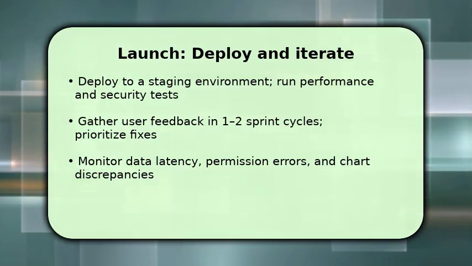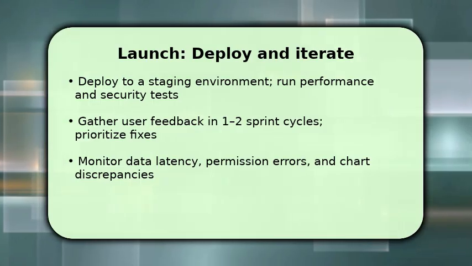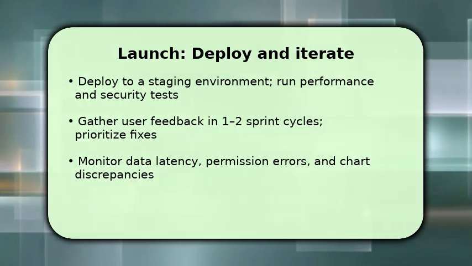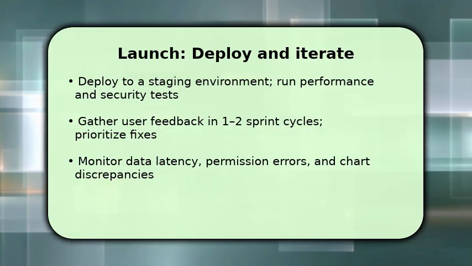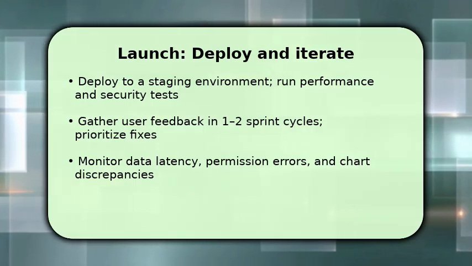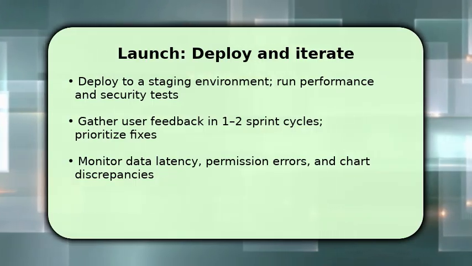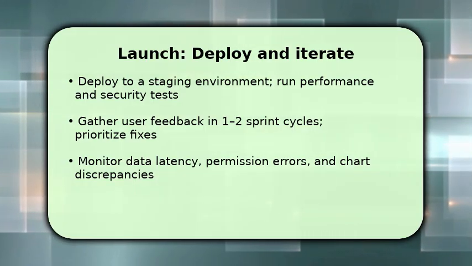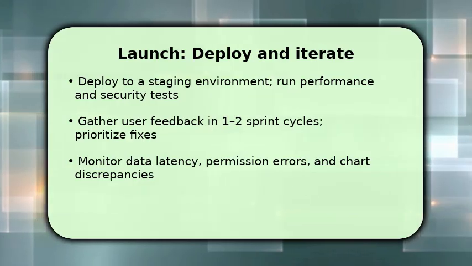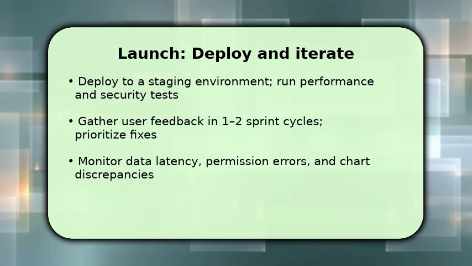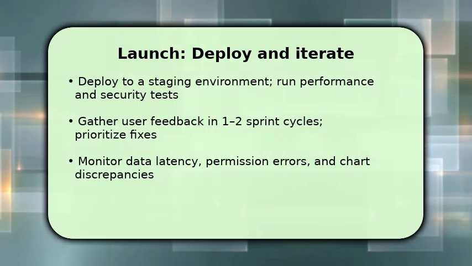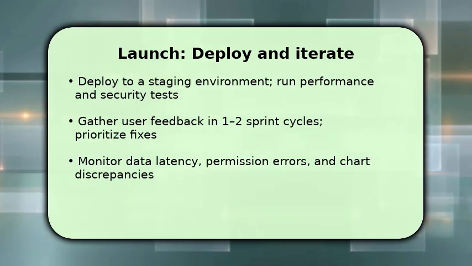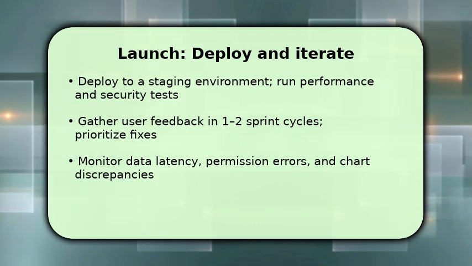Once live, collect targeted feedback through 1 or 2 sprint cycles and iterate. Prioritize fixes that affect decisions. Make sure to set monitoring for data latency, permission errors, and visual mismatches so you catch regressions. If data looks wrong, first reconcile raw source aggregates. If that fails, check ETL transformations and time zone alignment as a fast troubleshooting tip.